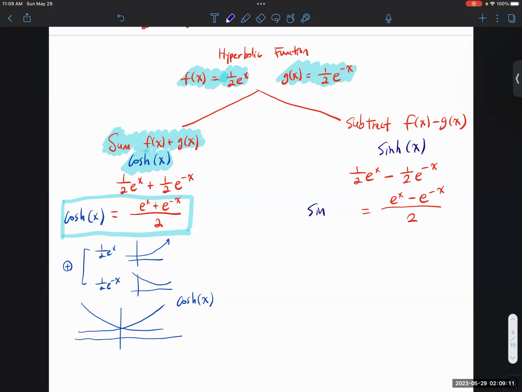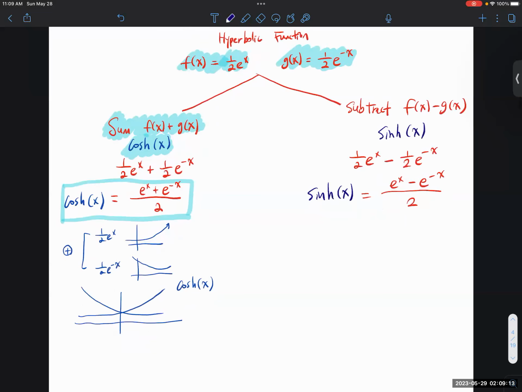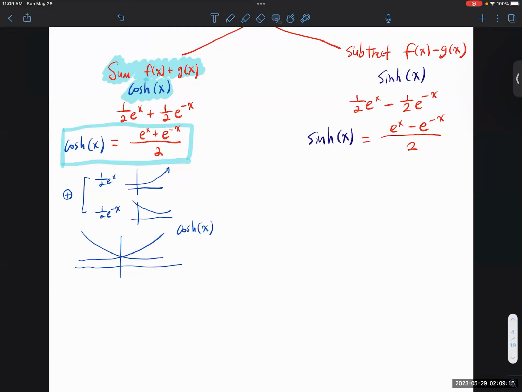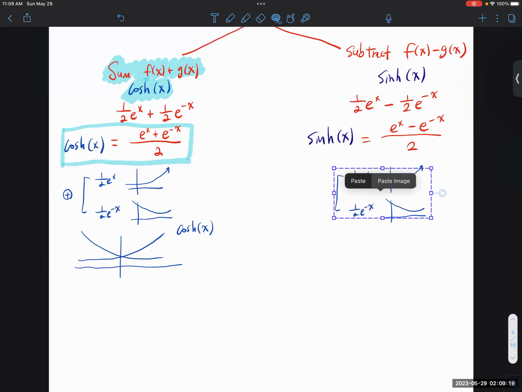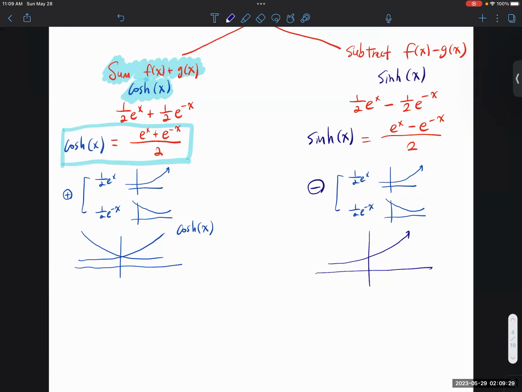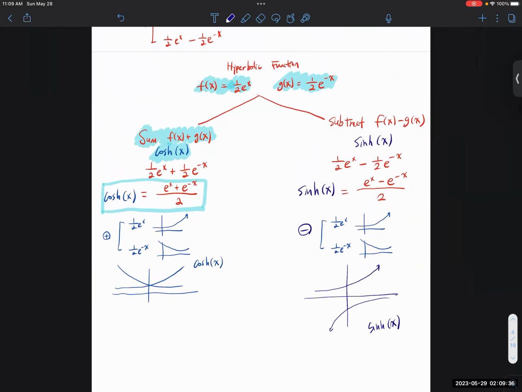This is sinh x. And then again, we know that 1 over 2 e to the negative x, I'm going to copy, and we are subtracting them. So the graph of the sinh is going to be symmetric. One is going up, then one is going down. Okay, this is the sinh x graph. So we call these two types of hyperbolic functions.